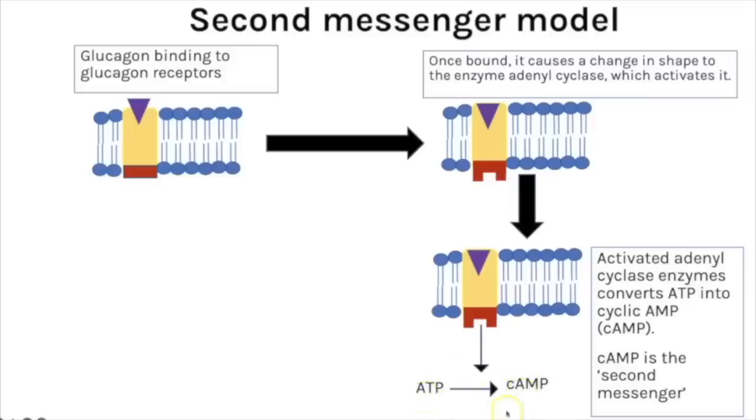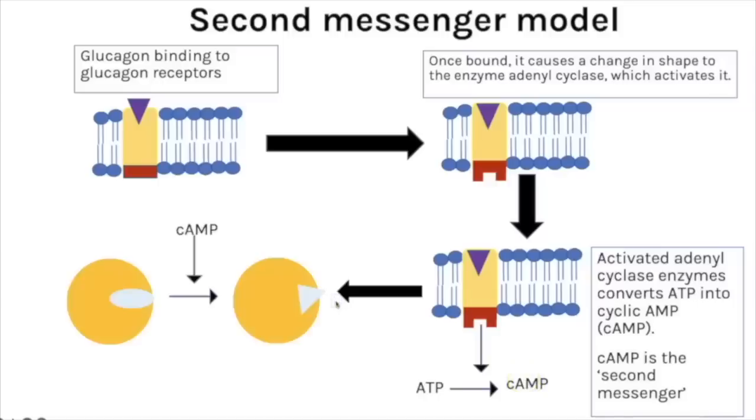And cyclic AMP is the second messenger. So the cyclic AMP, which is this second messenger, is triggering the final stage to happen. It can convert the inactive protein kinase into an active form, and that is the enzyme which can then hydrolyze glycogen into glucose. Now, this second messenger model happens for glucagon binding, but also adrenaline. So it's exactly the same process when adrenaline binds.